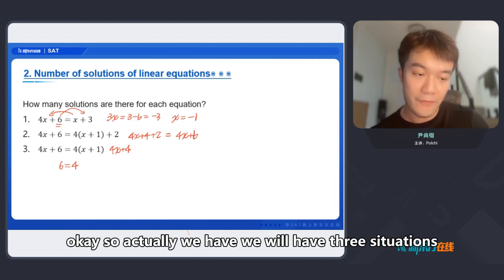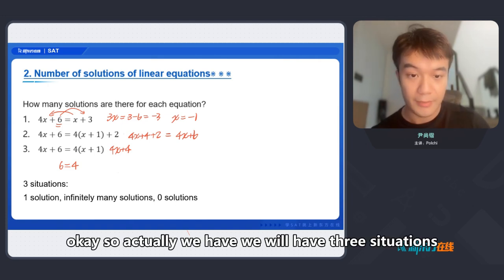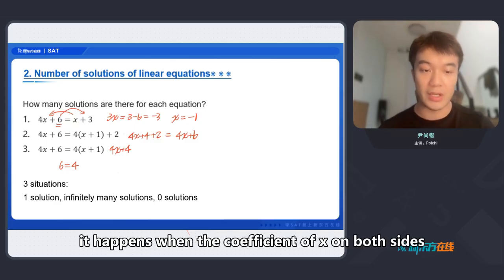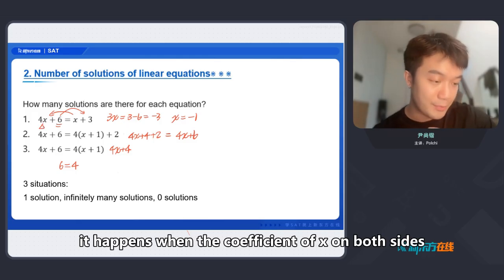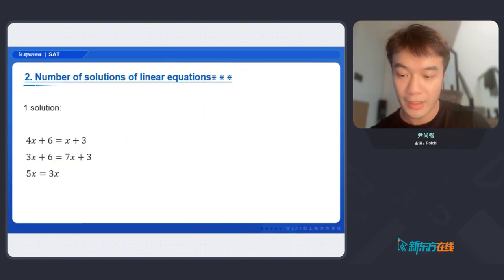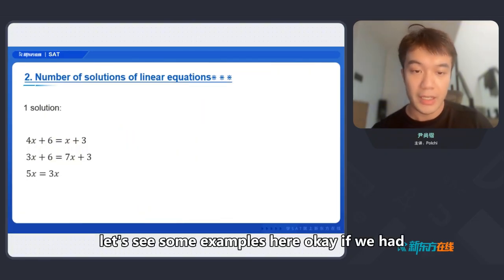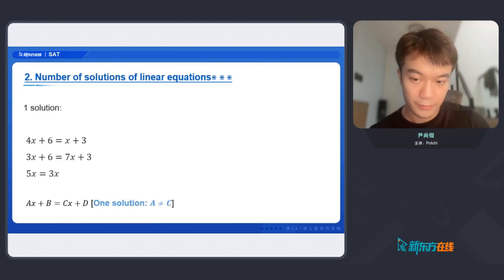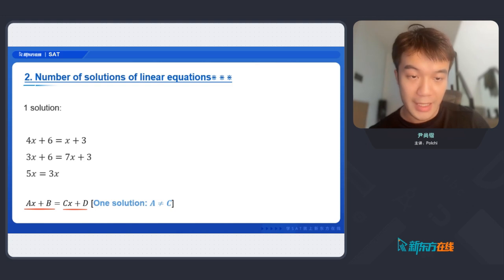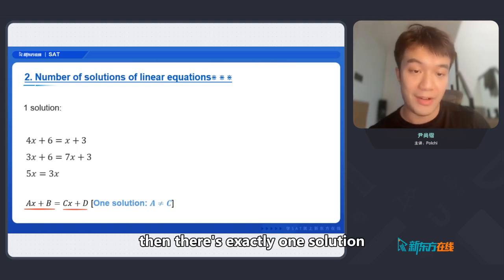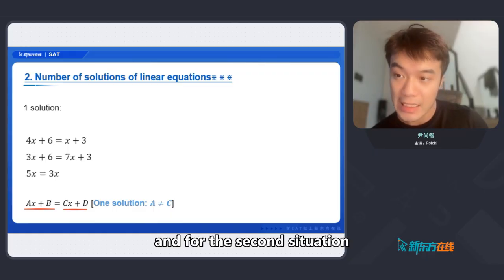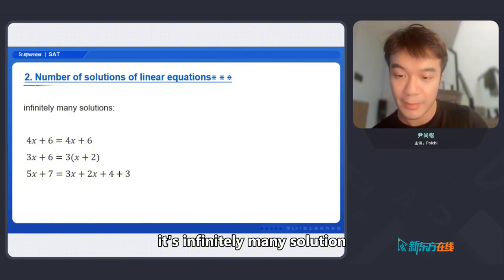Okay, so actually we will have three situations. One solution, this is the most common. It happens when the coefficients of x on both sides are not equal to each other. For example, if we had ax plus b is equal to cx plus d, and a is not equal to c, then there's exactly one solution, right?